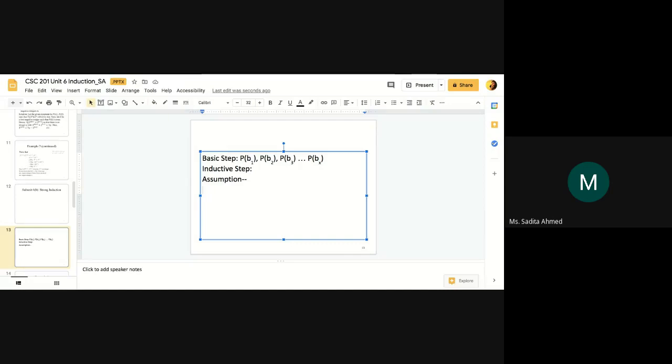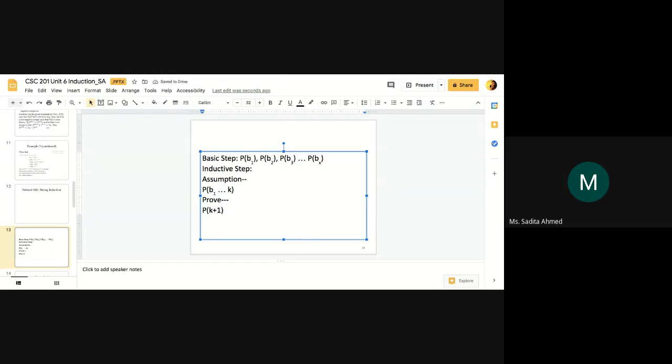In the assumption, we assume that the statement is true for a range of values, starting from the lowest possible value until k. In the assumption, we are allowed to assume that the statement is true for a range of values. But what do we have to prove? Based on this assumption, we have to prove that the statement holds for k plus 1, that is, the next integer.